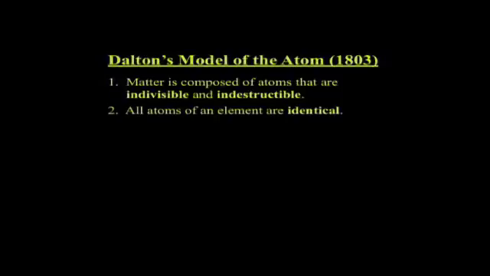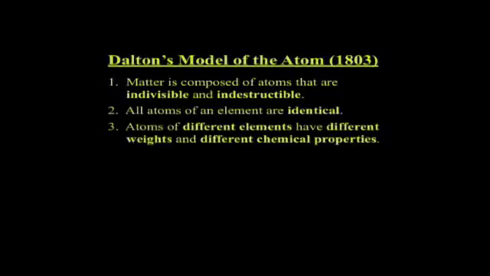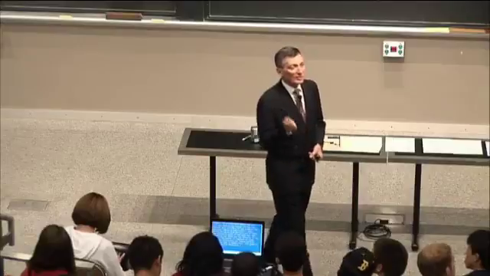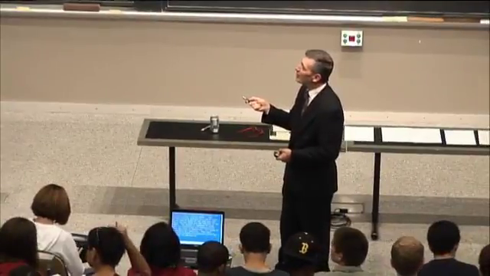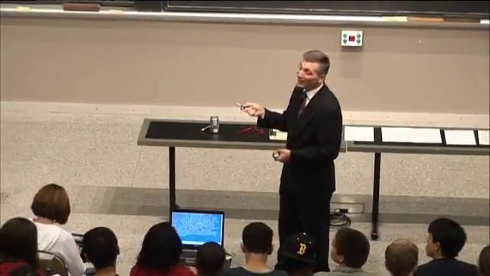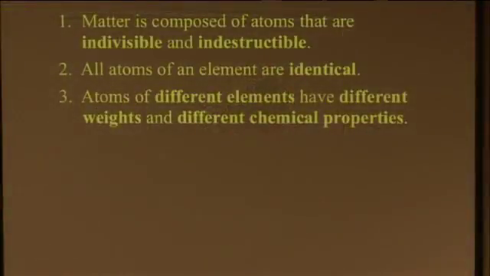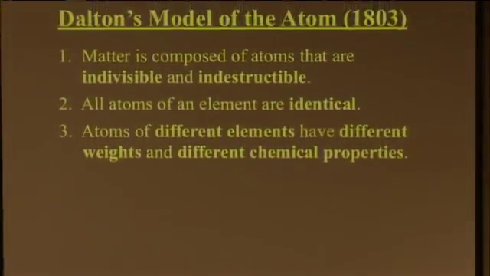All atoms of an element are identical. Atoms of different elements have different weights and different chemical properties. This is the emergence of modern material science, the connection between properties and elements. So the weight arguably is one of the properties, but the only way they could distinguish elements at that time was by their atomic mass.